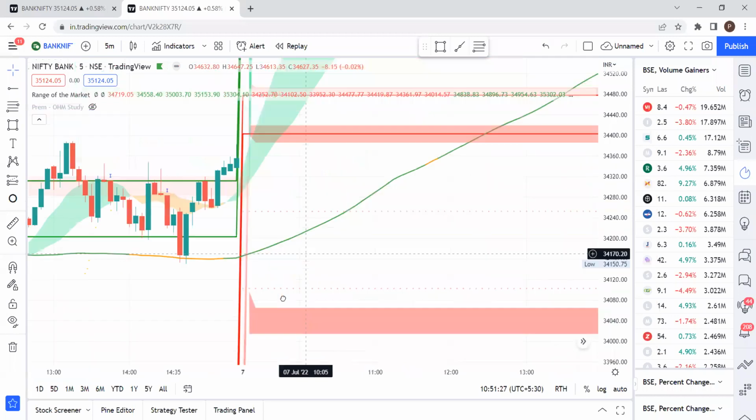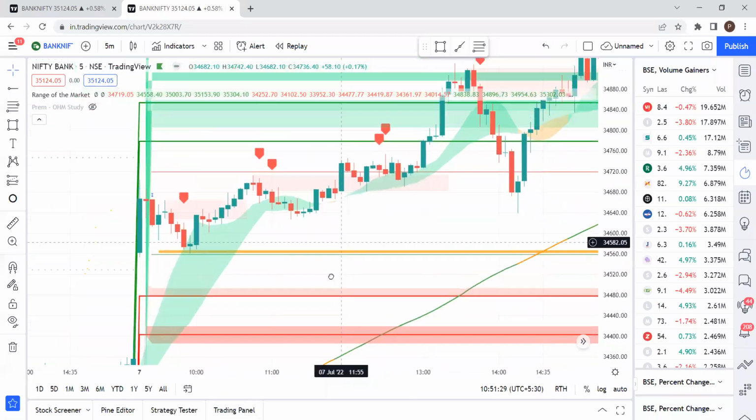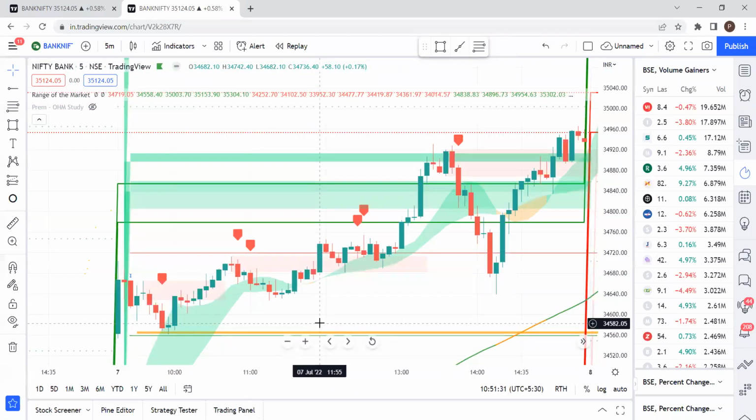Because whenever my script finds a zone which is made by the institutional players, it will highlight it in the indicator itself. It's a unique thing which I developed. Whenever there is a hidden support level or hidden resistance level created by the institutional players, I will mark that as a zone and I show it in the indicator.